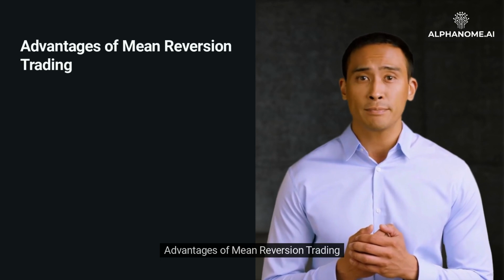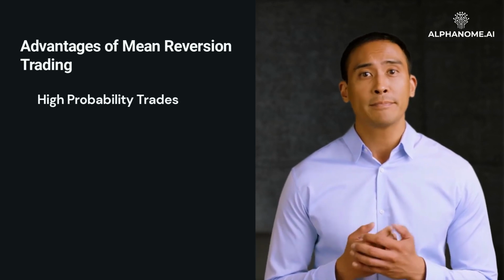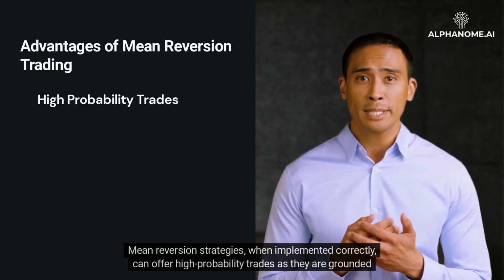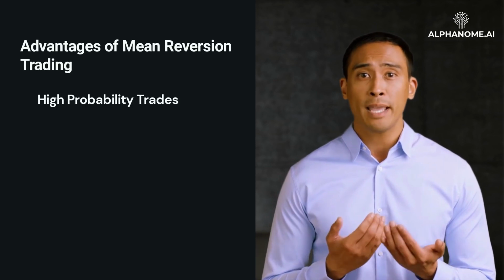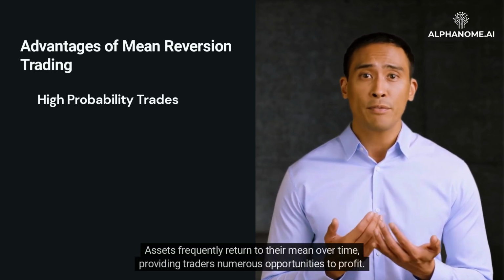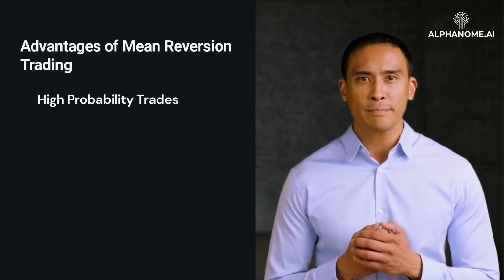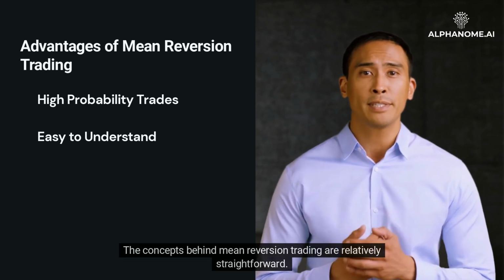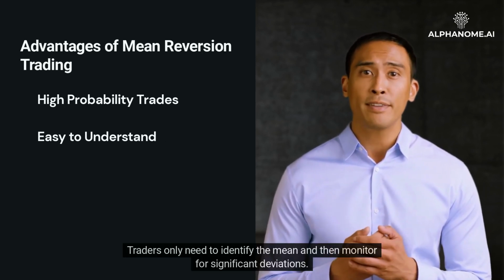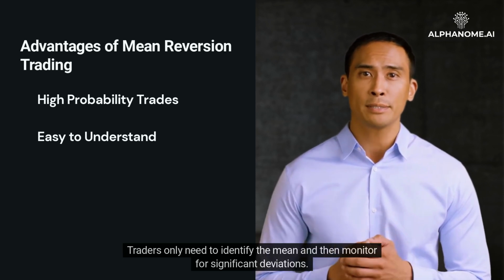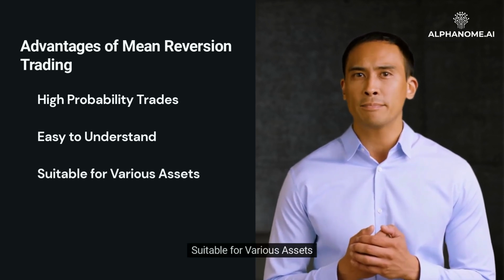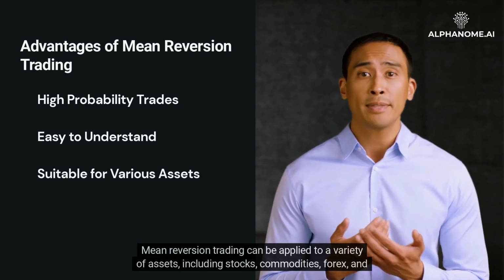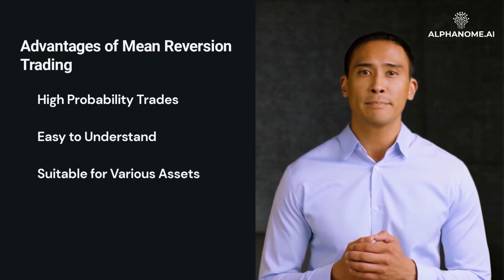Advantages of mean reversion trading. High probability trades. Mean reversion strategies, when implemented correctly, can offer high probability trades as they are grounded in statistical evidence. Assets frequently return to their mean over time, providing traders numerous opportunities to profit. Easy to understand. The concepts behind mean reversion trading are relatively straightforward. Traders only need to identify the mean and then monitor for significant deviations. Suitable for various assets. Mean reversion trading can be applied to a variety of assets, including stocks, commodities, forex, and cryptocurrencies.